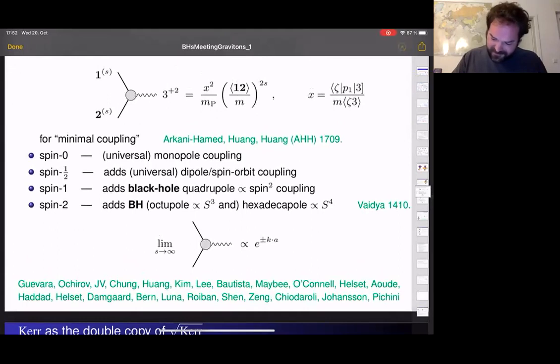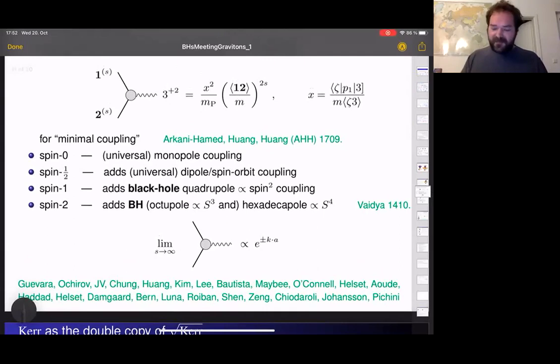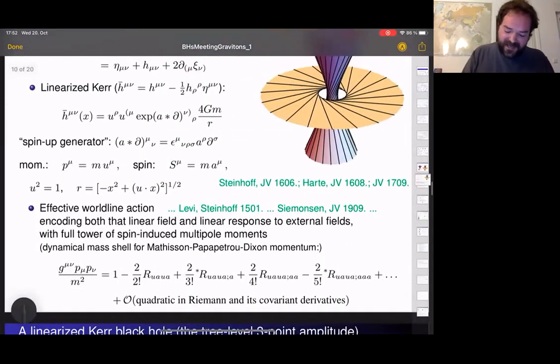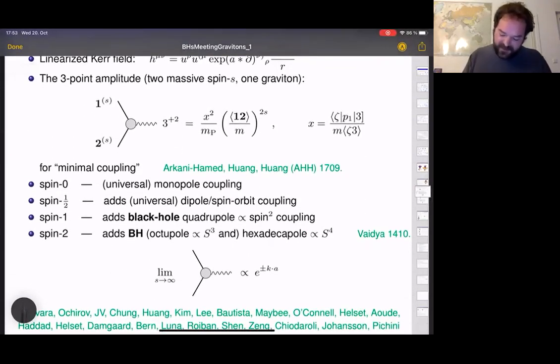through the course of which there has been a very nice story about how that classical description of the Kerr metric that we were just talking about, with this exponential of spin times derivative, translates into a 3-point amplitude, which is also really simple. It's essentially the 3-point amplitude without spin times e to the momentum of the graviton dotted into the spin vector. Or I should say wave number, momentum divided by h bar.